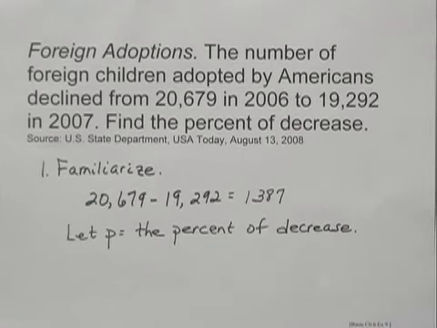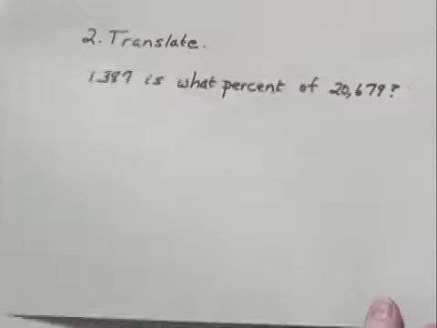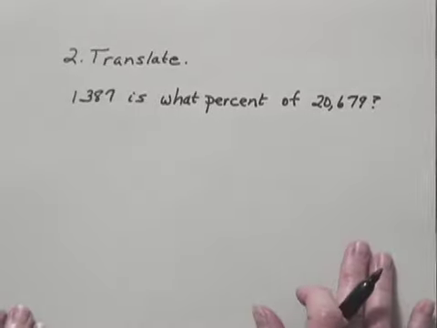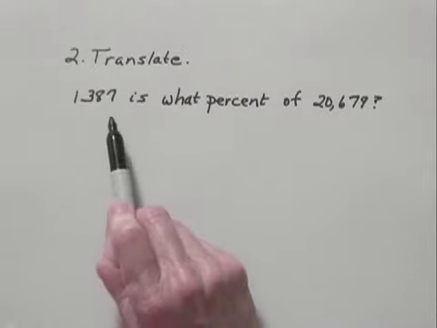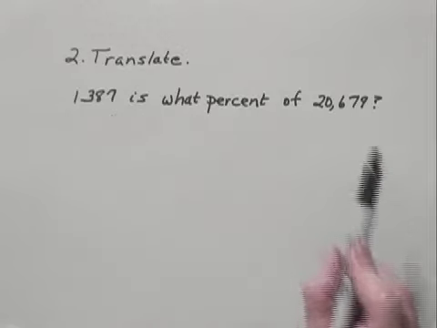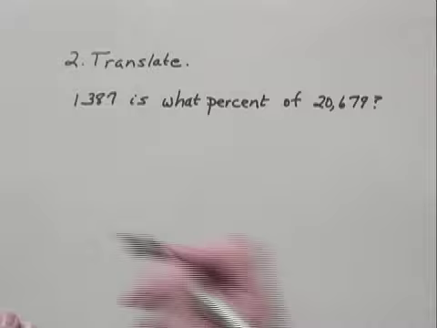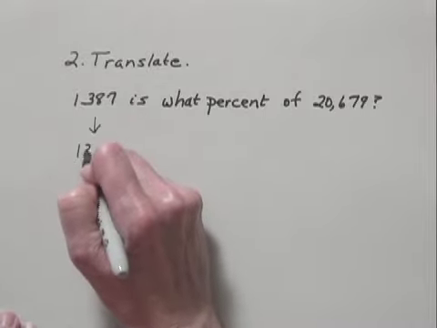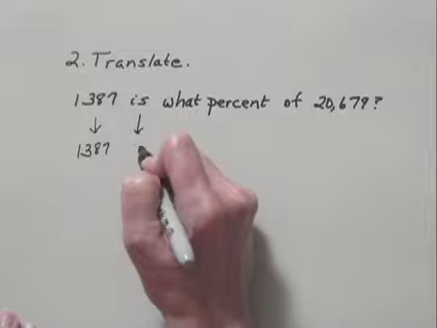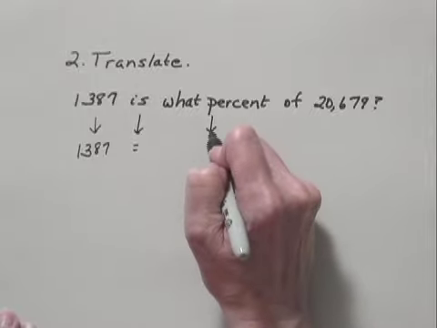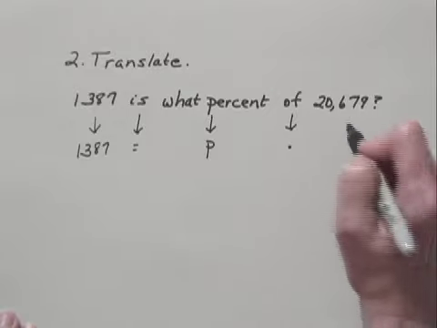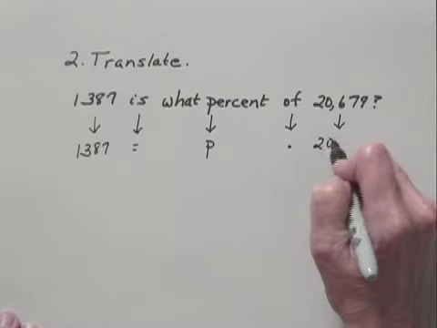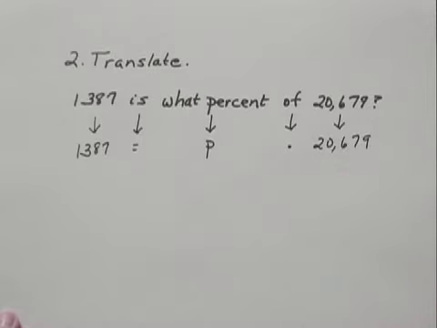Now we're ready to move to the second step of the process, which is to translate to some kind of mathematical language. And we can translate this to an equation. What we're looking for is the answer to this question: 1,387 is what percent of 20,679? So we can translate, this is 1,387 equals, what percent, we're letting P represent that, remember. Of translates to multiplication, and we have the number 20,679 here. So this is the equation that we want to solve.